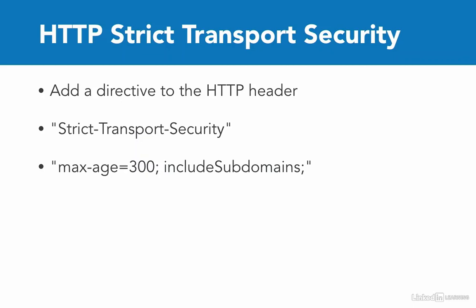So typically it would say max-age equals, and then the number of seconds that the browser should remember this setting. In this case, I've set it to 300, which is 5 minutes. And then I've told it to also include subdomains. So it's not just my main domain, but all subdomains as well. That's up to you. If you wanted to remove that because you didn't want all subdomains, you could take it away. But typically you do want it there. And then once you've done that, you restart the web server.